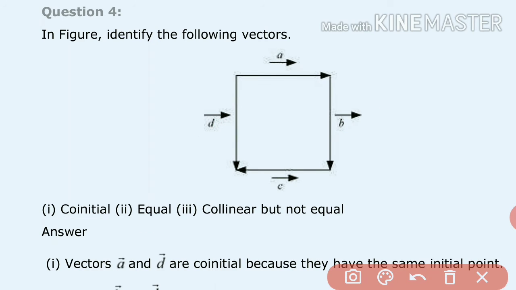Next is collinear but not equal. Collinear but not equal means we have here A and C vectors, both are collinear but not equal because here the direction is not the same, so these are not equal.